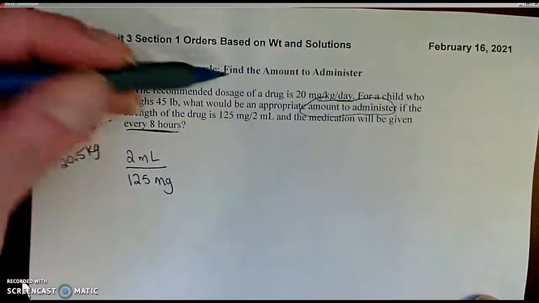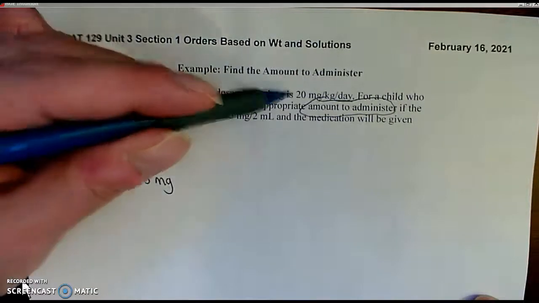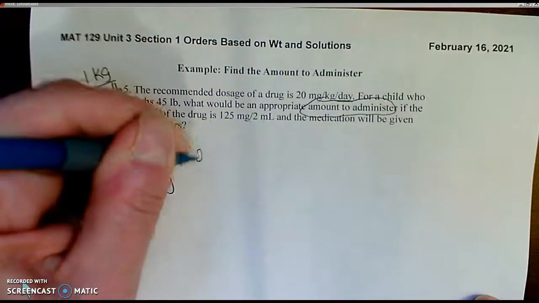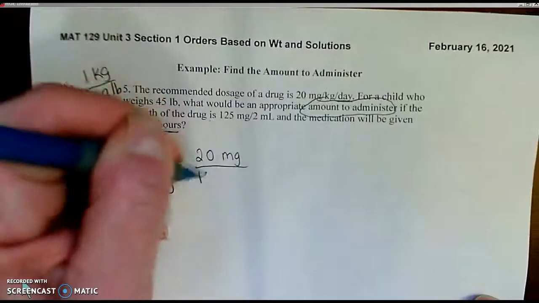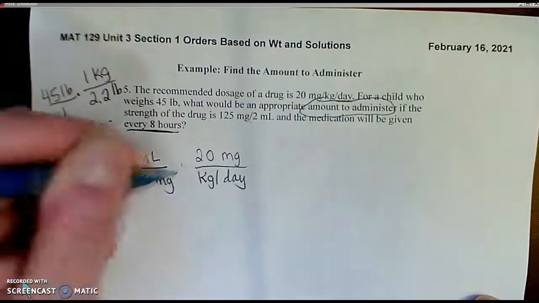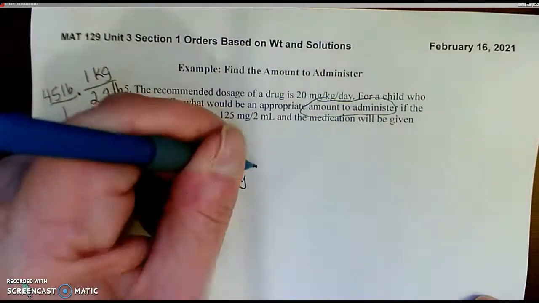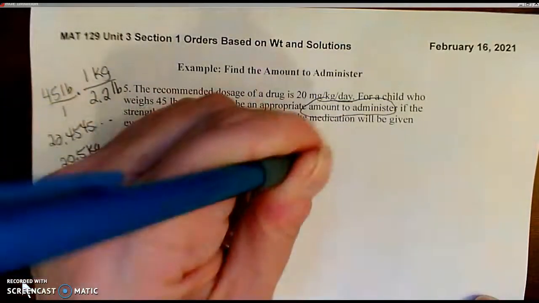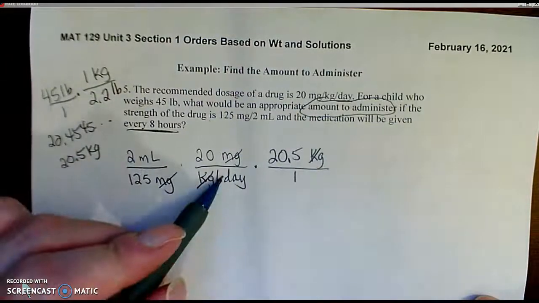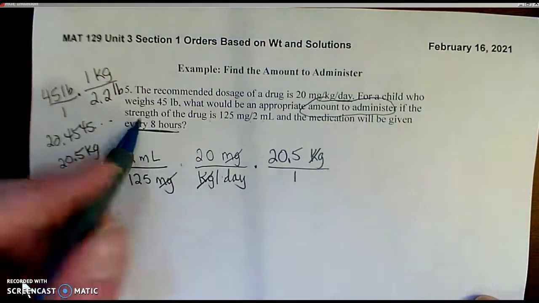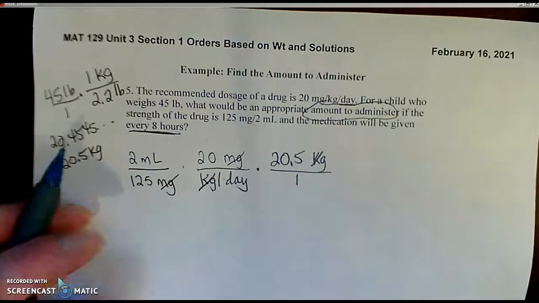Okay, so we've got 125 milligrams. Okay, so we've got the milligrams per kilogram per day. So that's 20 milligrams. See, I put that on top so that it'll cancel out these milligrams. And that's per kilogram per day, right? So that'll cancel out our milligrams. We know we want to get rid of the kilograms, so the next thing we'll do is multiply by the 20.5 kilograms over 1. So that gets rid of it. So now we're up to milliliters per day, but it's every 8 hours. And the amount to administer always, always, always means for a single dose.